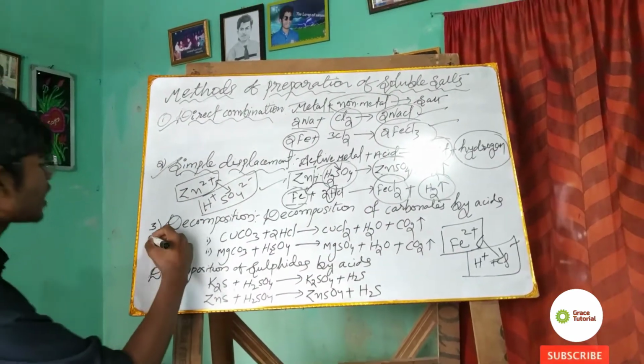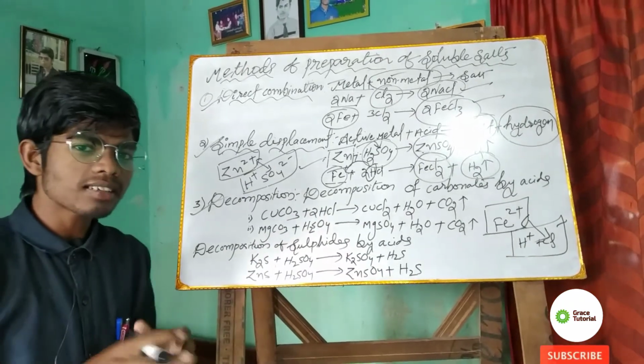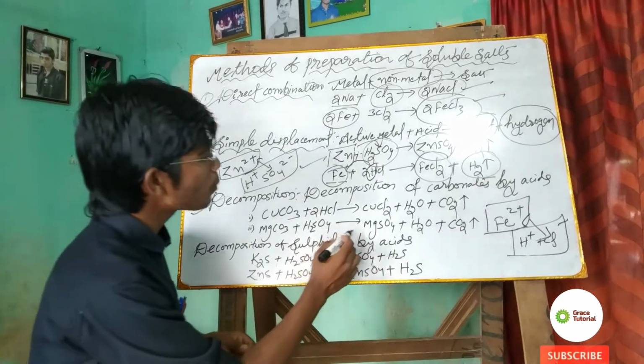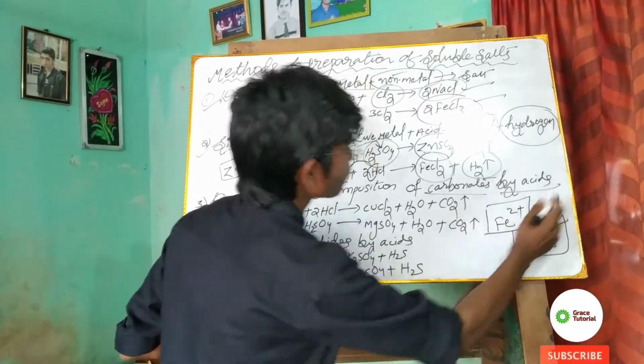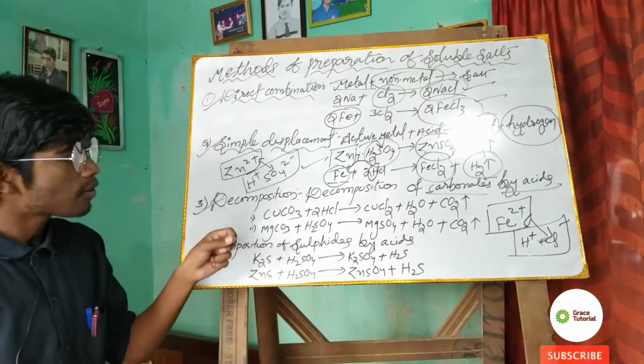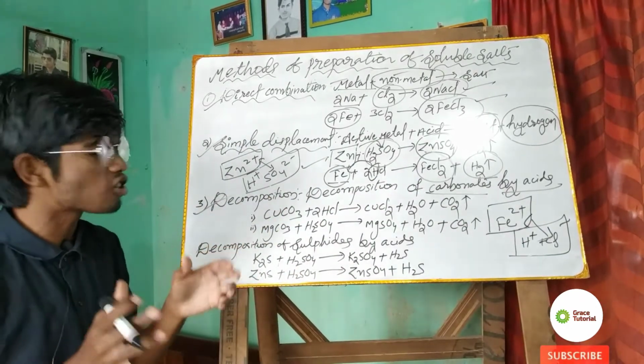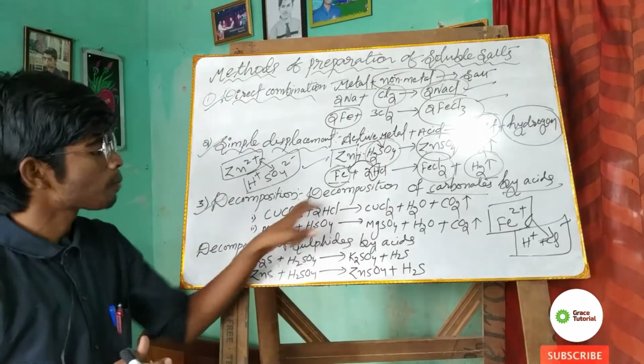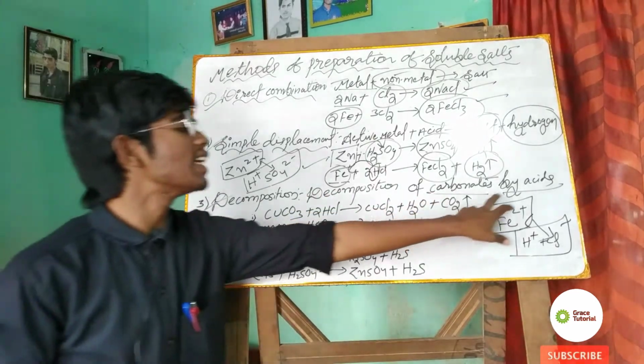Well, we have the third method, that is the decomposition. Decomposition means there are various forms of decomposition. Decomposition of carbonates by acids. First of all, we have the carbonates will be decomposed. But in what way can the carbonates be decomposed? The carbonates will be decomposed by the acids.